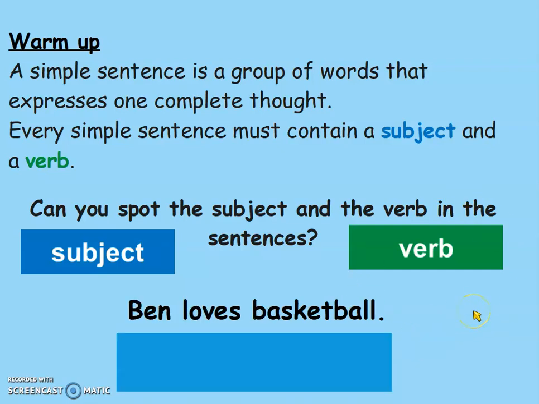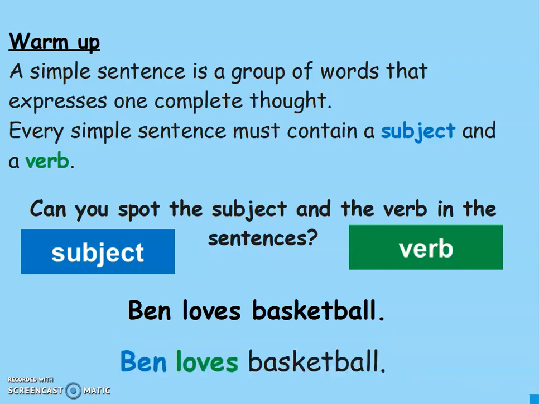What about this one? Have a try in your books. I want you to write the sentence and then draw an arrow to the subject and label it subject, and draw an arrow to the verb and label it the verb. Press play when you're ready to see the answer. In this sentence we've got Ben as the subject and loves as the verb.